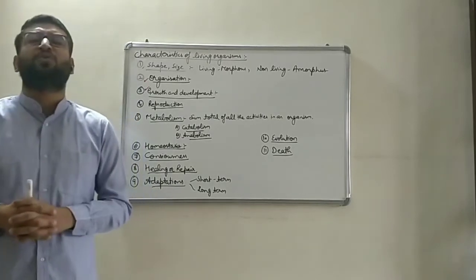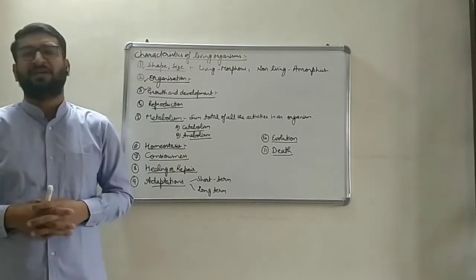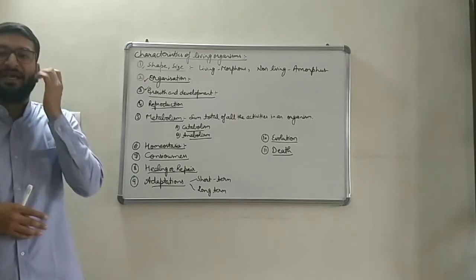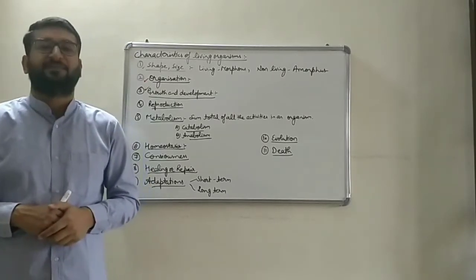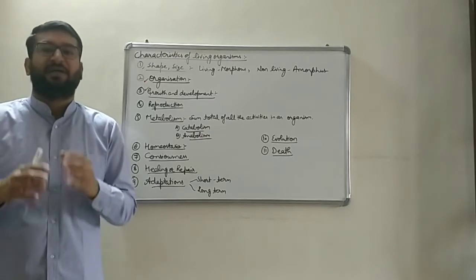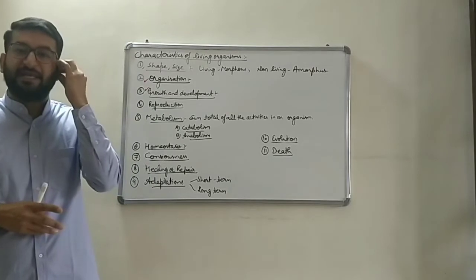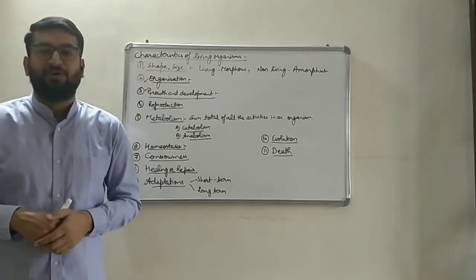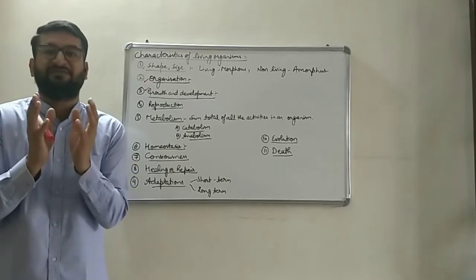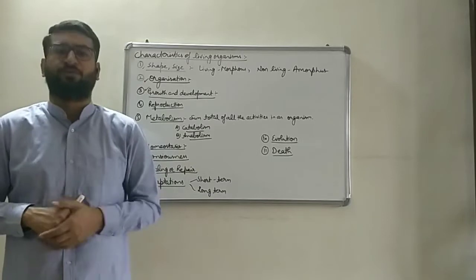Living organisms and non-living things both grow. Then what is the difference, बच्चे? The difference is the living organisms grow externally as well as internally, whereas non-living things grow only externally. The living things grow both externally and internally, whereas non-living things grow only externally. So that is the basic difference between the growth of living things and non-living things. Both of them will grow.